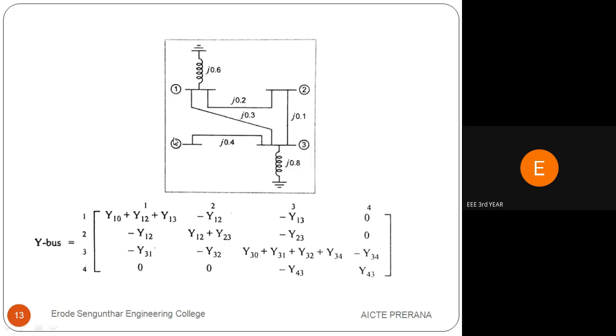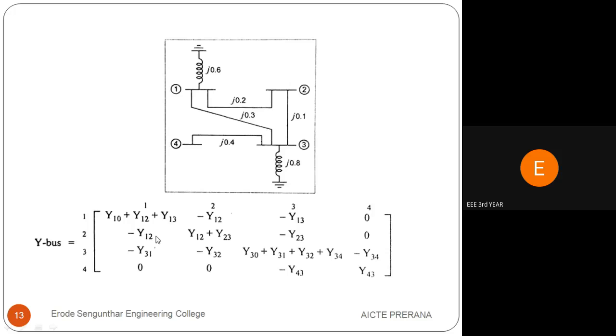For formation of the matrix, I said already. Consider the first node. The elements connected at the first node should be considered in Y11. In Y11, they have given a notation, that is Y10, then Y12, and the third one is Y13. The second column is nothing but minus Y12, and the third is minus Y13, because no other elements are connected between 1 and 2 and 1 and 3.